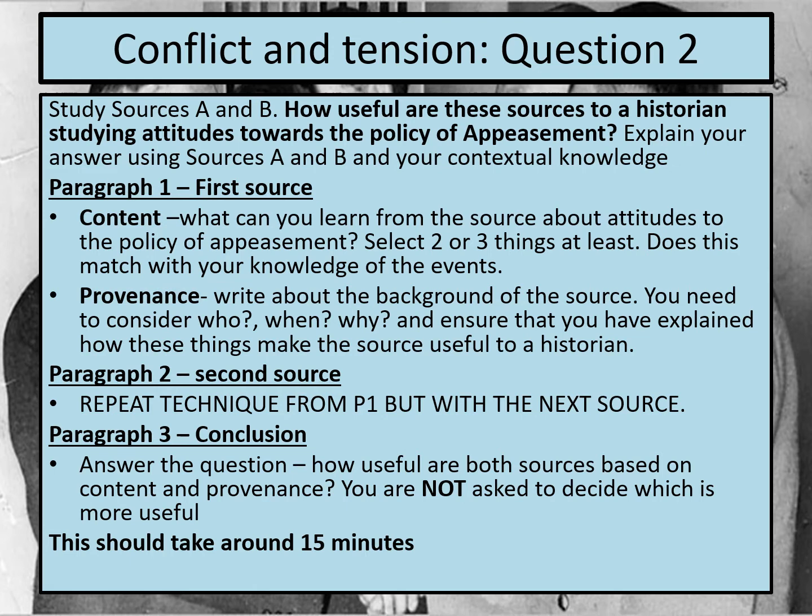Your first paragraph when answering this question about how useful are these sources to a historian studying attitudes towards the policy of appeasement, you tell me about what you can see, what's going on, what does that tell you about what people thought about appeasement? Select some things that you can see, so think about the content, and then think about whether that matches with your knowledge of appeasement. Think about the background, the provenance, the who, the when, the why. Particularly in that first source, look at when it was written. It's from 1941. Think about what we already knew about appeasement by that point, about what had already broken out. And then you just repeat for that second written source.